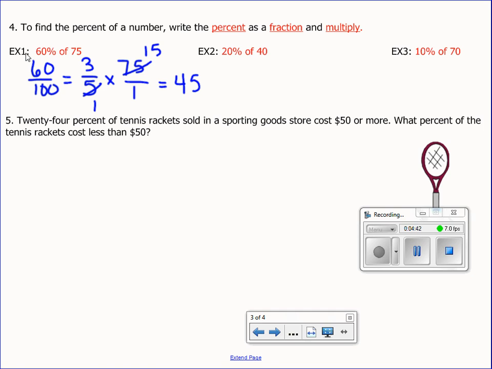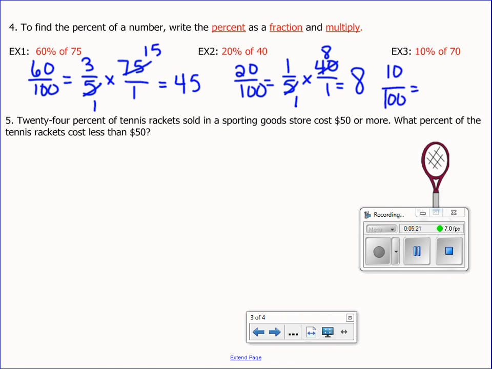Go back to make sure that your answer makes sense. If you get something larger than 75, then your answer is incorrect because it is a percent. Okay, so 20% of 40 is 8. This last one you can do in your head, but I'm just going to show you the steps, using the steps that we've been using.